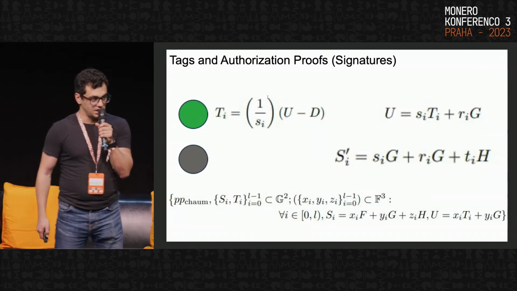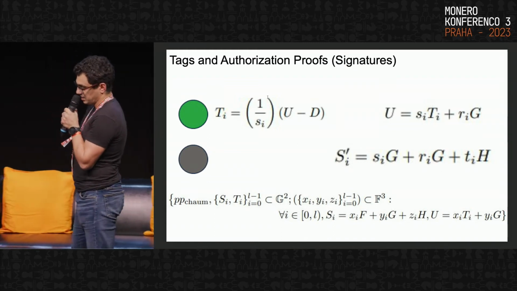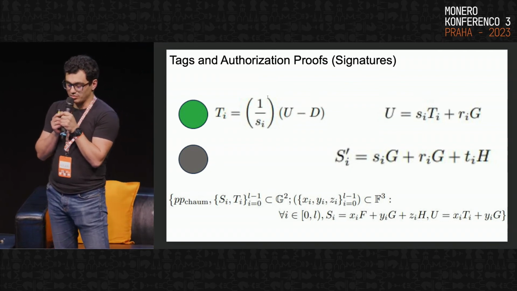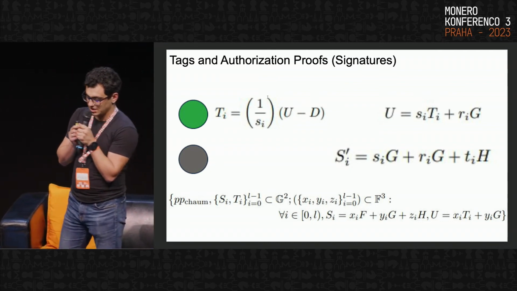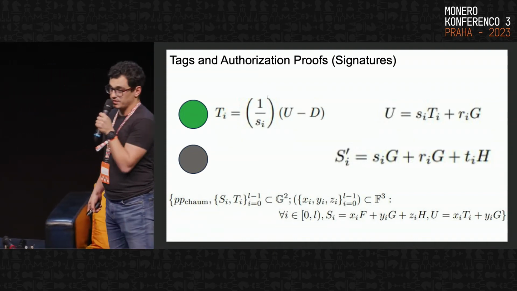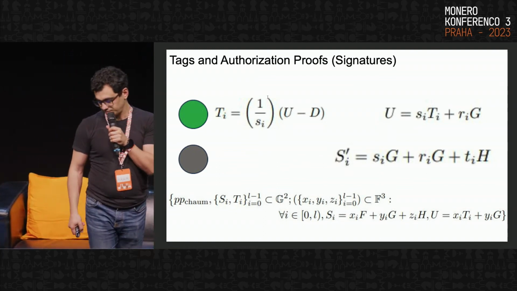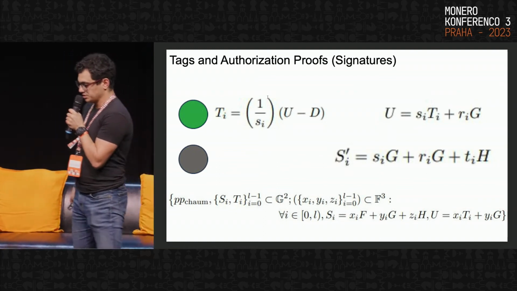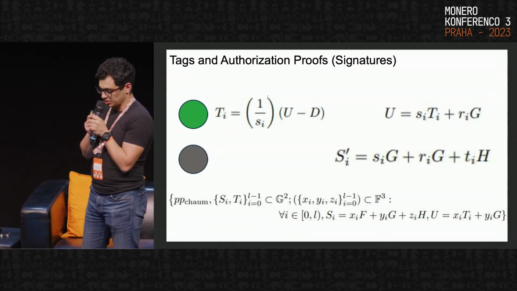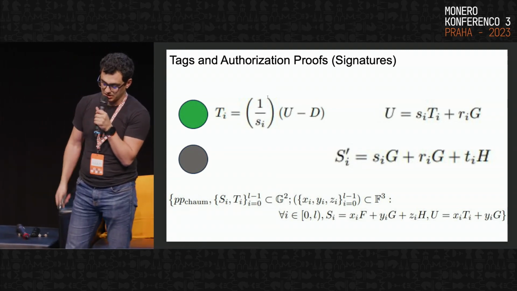Tags, linking tags, play an important role in preventing double spending and also in proving ownership. They are derived from the coin serial number. Actually, the value SI in these formulas is the same value which is also encoded in the serial number commitment. And then the Chaum-Pedersen proofs are sigma protocols which can help prove that these two commitments are encoding the same value, the same serial number.